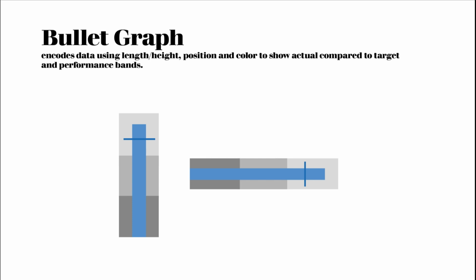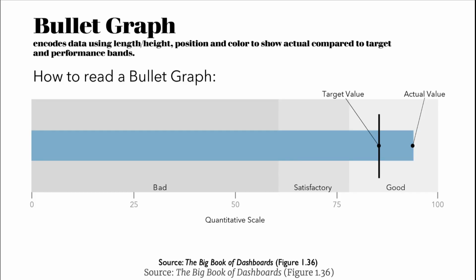For example, here the blue bar in this bullet chart represents the actual value, and the black line here shows the target for the number. It is easy to see exactly where the actual value is compared to the target value.